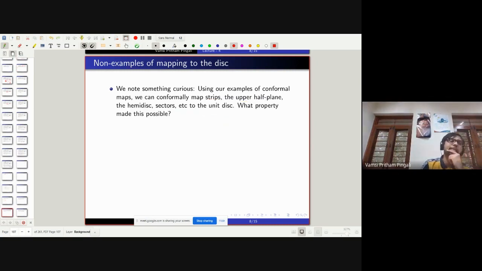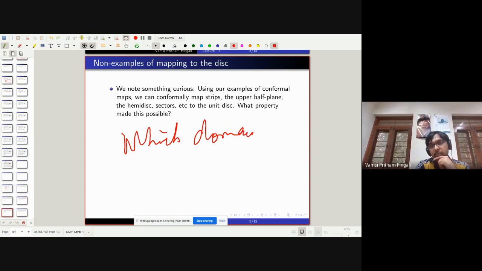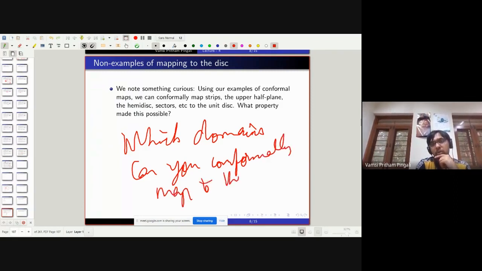So the question is, what property made this possible? In other words, which domains can you conformally map to the unit disk? Why do we care about this question? What is one reason to care about this question?